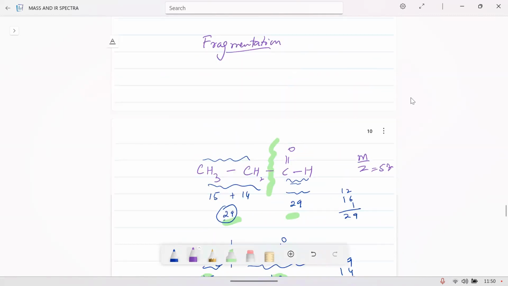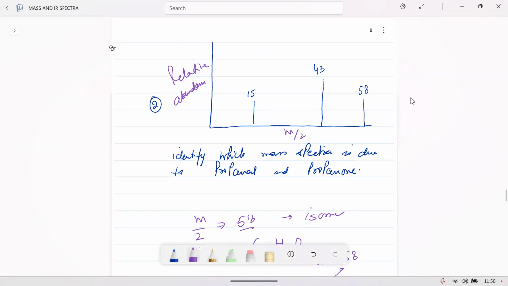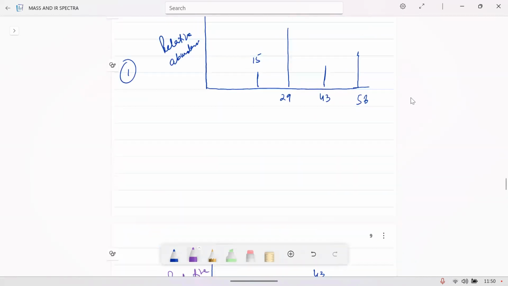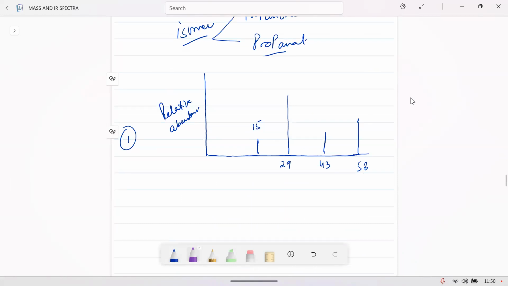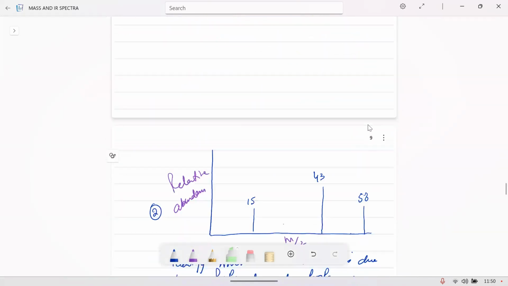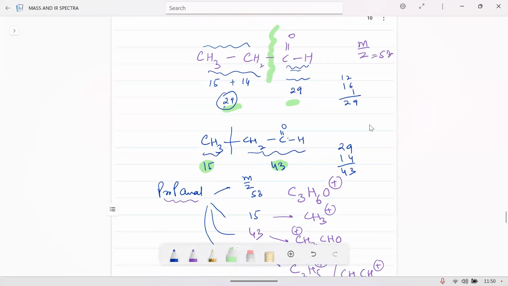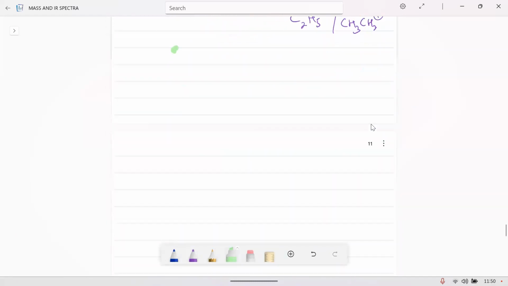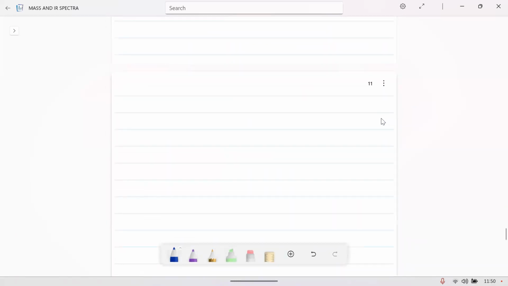Now, if you look over here, there is no peak at 29 over here, while there is a peak at 29 over here. This clearly means that this is a propanal, because you have a peak at 29, which is shown by propanal. But let us check if propanone can also give us a peak at 29. Sometimes they ask you which peak is not possible over here in propanone.